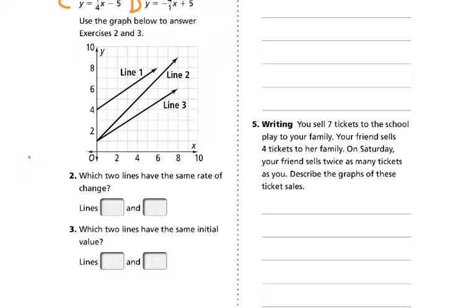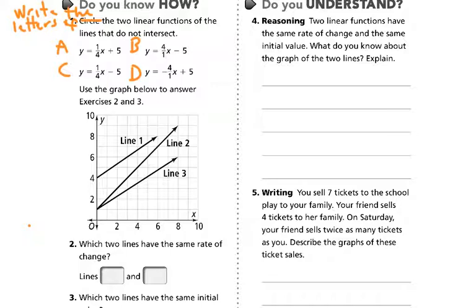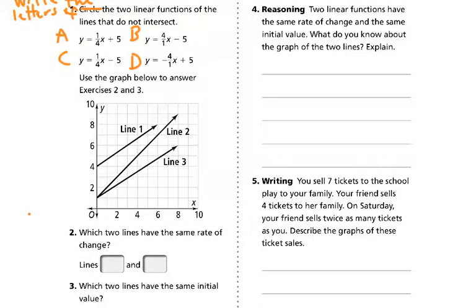For number 4, when 2 linear functions have the same rate of change and the same initial value, what do you know about the graph of the 2 lines? So you're going to tell me what you know there.